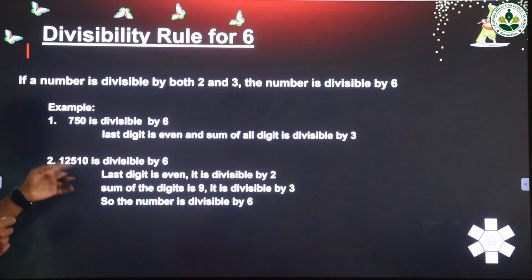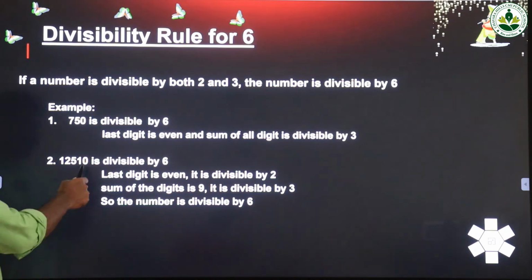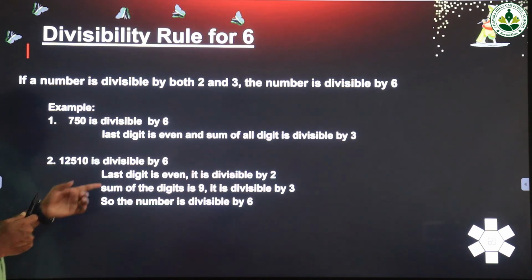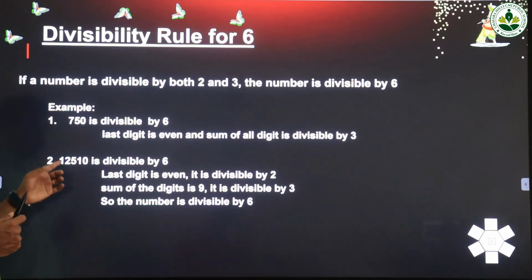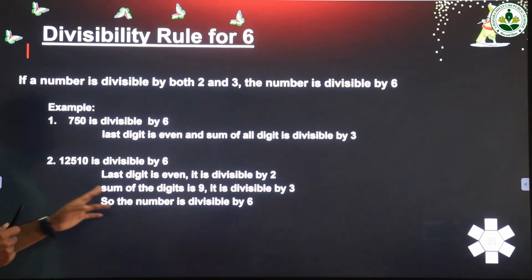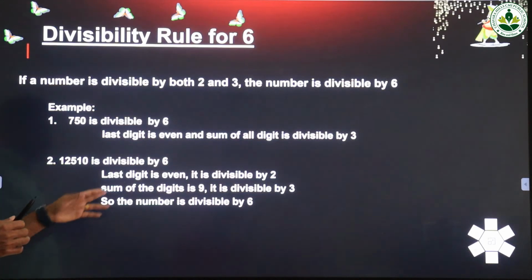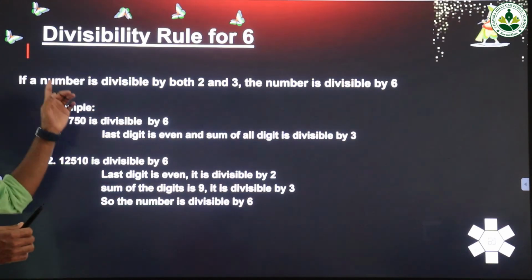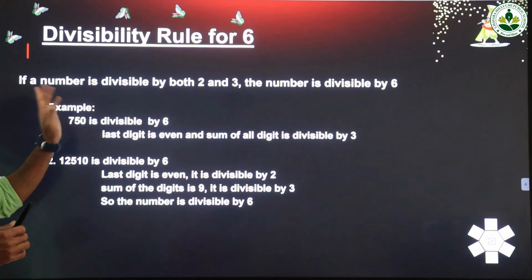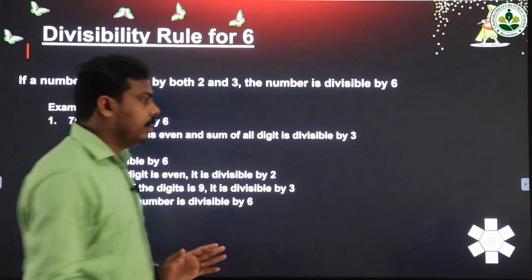Next one, 12,510. The last digit is even, so it is divisible by 2. And the sum of the digits is 1 plus 2 is 3, 3 plus 5 is 8, 8 plus 1 is 9, 9 plus 0 is 9. The sum of the digits is 9, so it is divisible by 3. So the number is divisible by 6. The divisibility rule for 6 is, if a number is divisible by both 2 and 3, then it is divisible by 6.